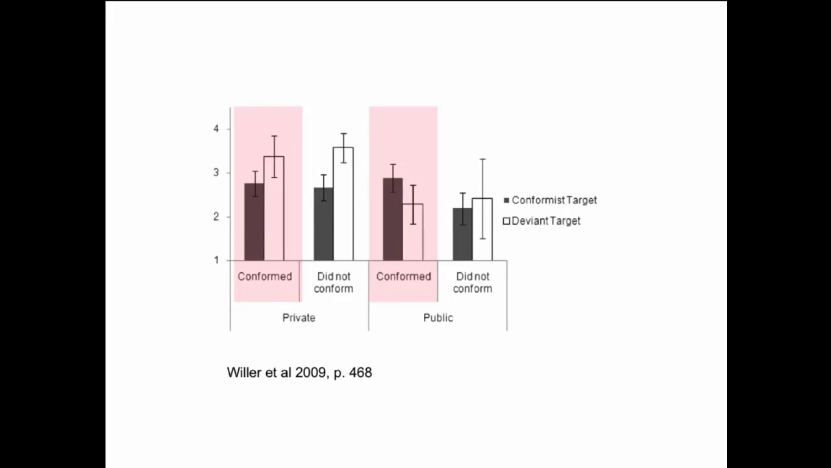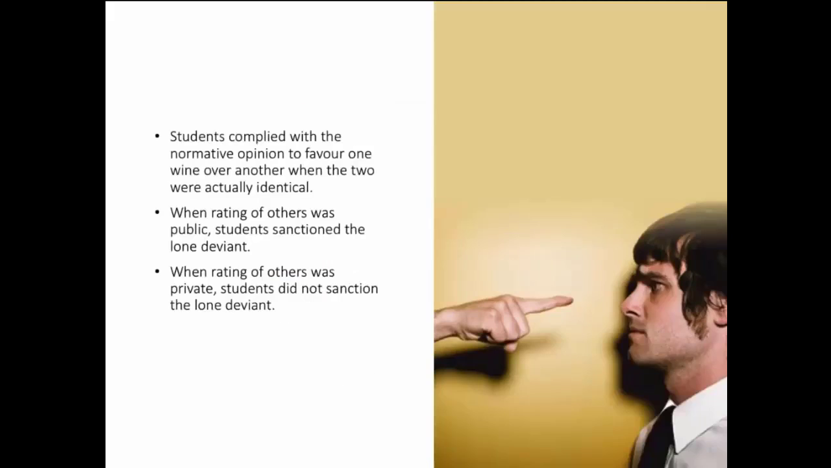So that's essentially the finding of this paper, or the aspect that I want to focus on: this difference, how this switches when these judgments happen privately or when they happen publicly. Students complied with the normative opinion to favor one wine over another when the two were actually identical, but when rating of others was public, students sanctioned the lone deviant. The lone deviant is the person that says the truth, but everybody else seemed to have said something else, and now it's my turn to judge the lone deviant. If I do that in public, I sanction the guy for not having followed what everybody else did, for violating the norm. But when rating of others was private, students did not sanction the lone deviant.